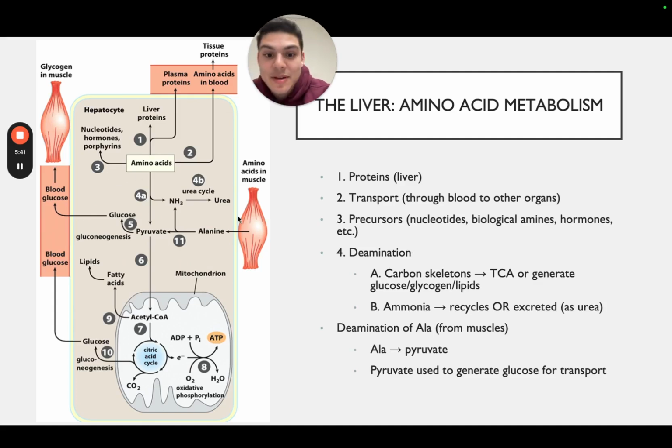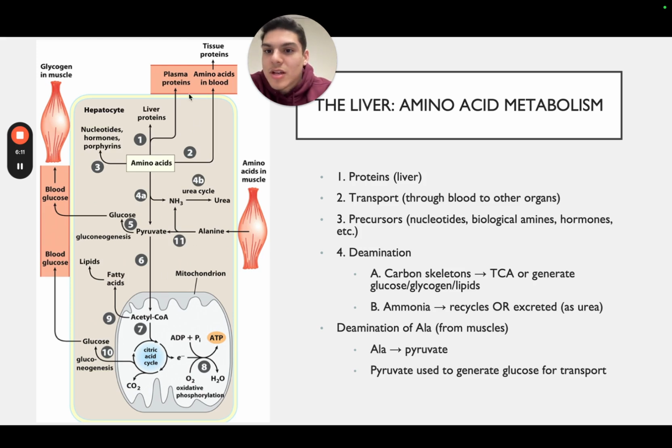Number 4 is deamination reactions, which allows us to get rid of the nitrogen and convert it into urea, which then gets excreted in the kidneys through the urea cycle. And then the carbon skeletons can be used in the TCA cycle or to generate glucose, glycogen, or lipids. Again, they're anaplerotic reactions, so they are gluconeogenic to a certain extent. Some of them, leucine and isoleucine, I'm pretty sure are the ones that are exclusively ketogenic. And then we have the ammonia, obviously I mentioned that. And then the last one is deamination of alanine for muscles.